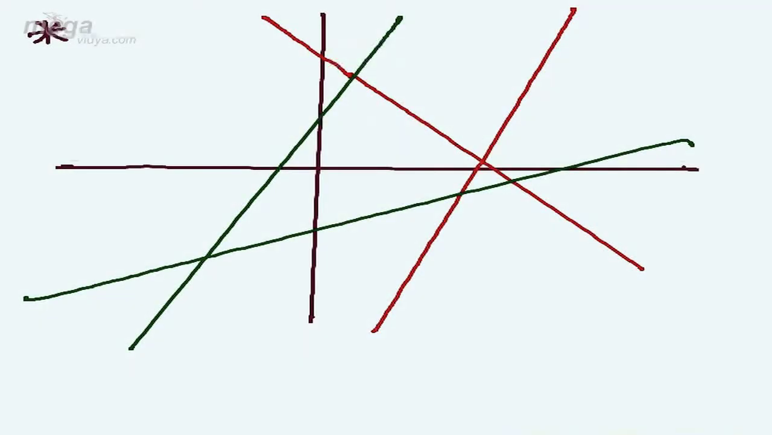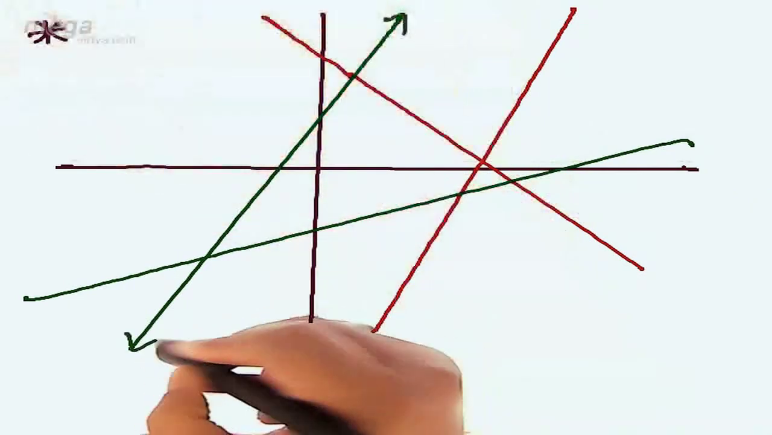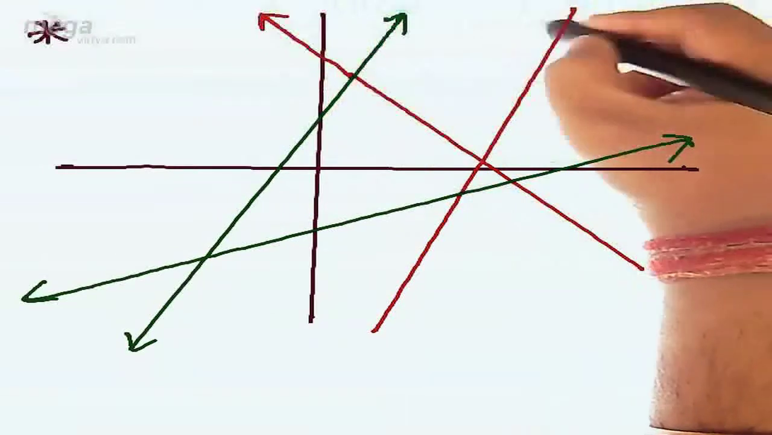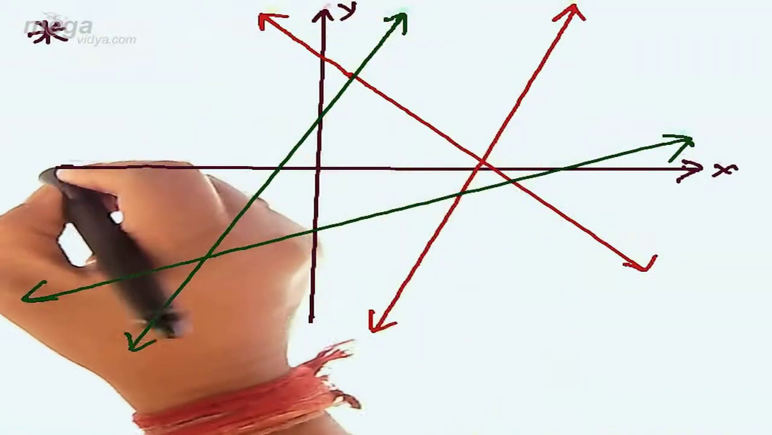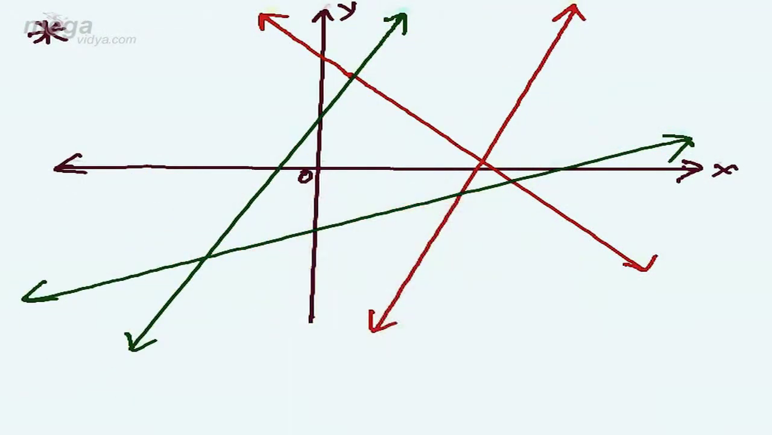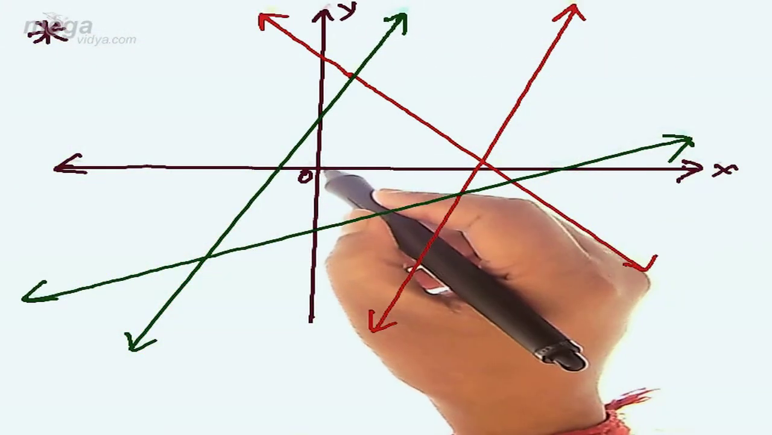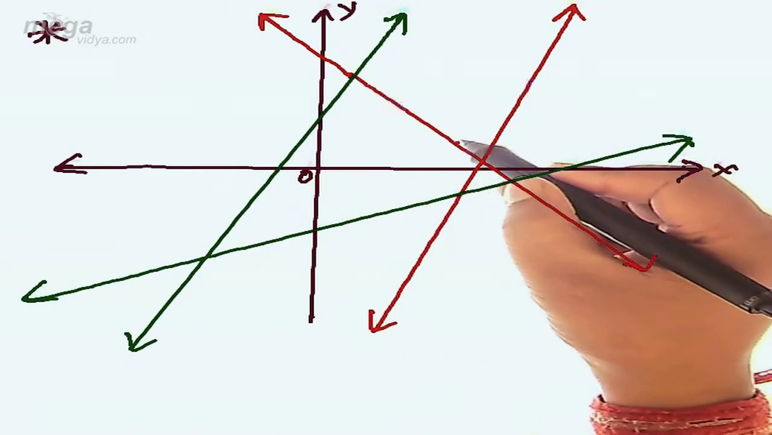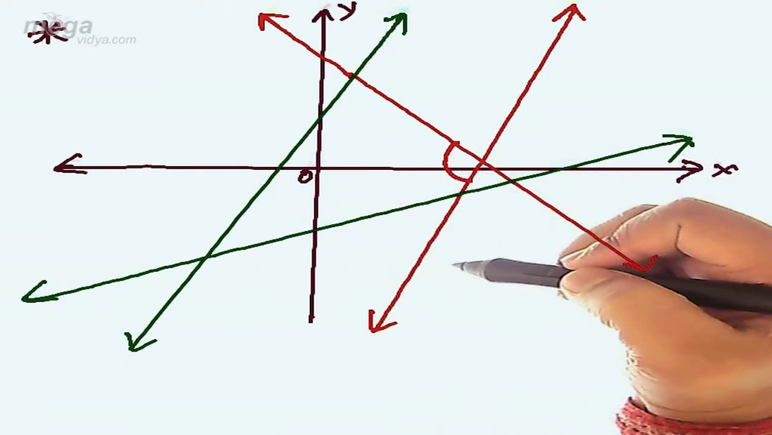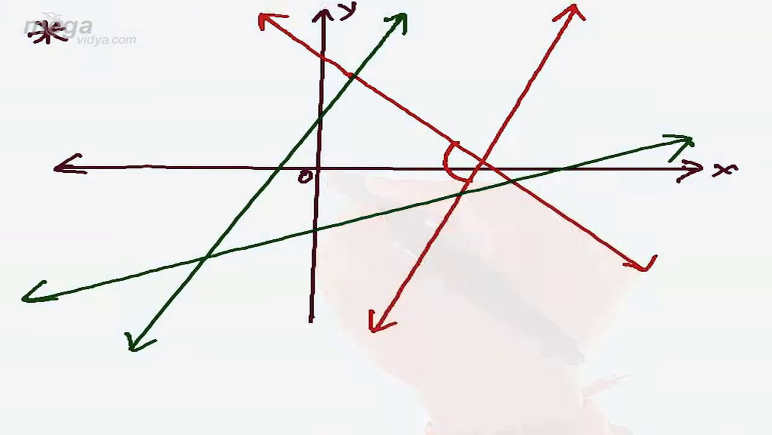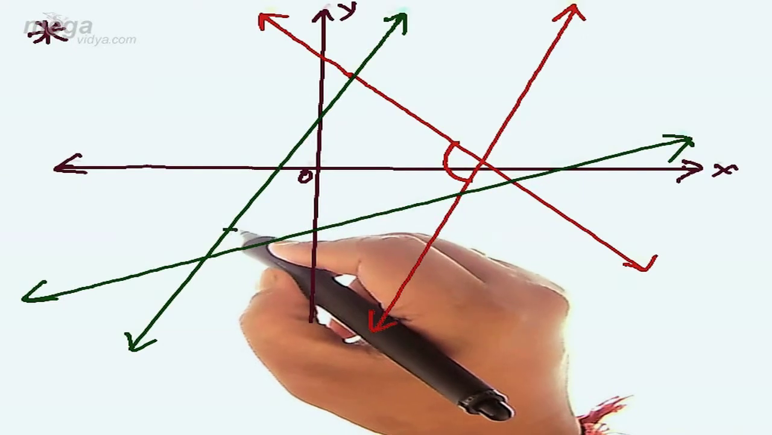Now, one more question is, in which region will the origin lie? I'm taking two examples here. One is these two green lines, and one is these two red lines, drawn on the x-axis and y-axis with the origin. From this figure, you can see that when we consider the red lines, the origin lies in this obtuse angle region, and if we consider these two green lines, then the origin lies in the acute angle region.